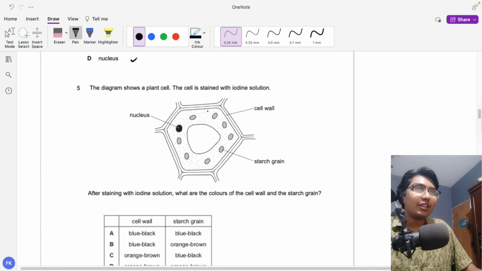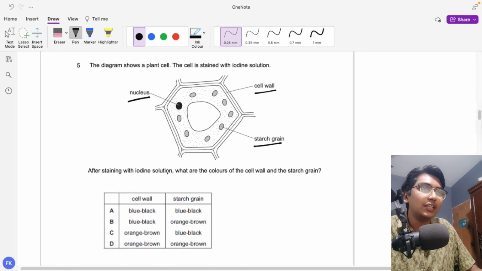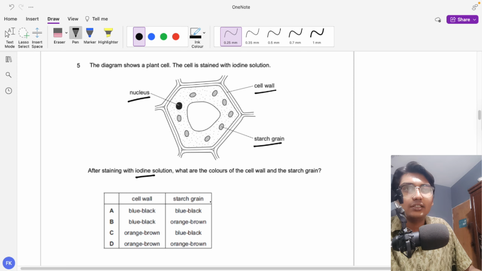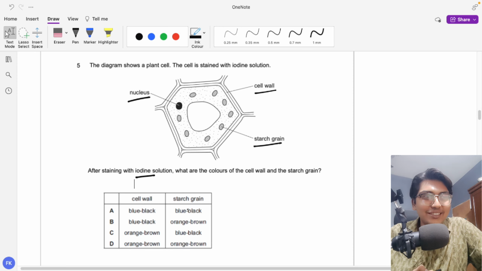Let's look at another question. The diagram shows a plant cell. The cell is stained with iodine solution. This is the nucleus, this is the cell wall, this is the starch grain. After staining with iodine solution, what are the colors of the cell wall and the starch grain? Okay, so what should be your answer?